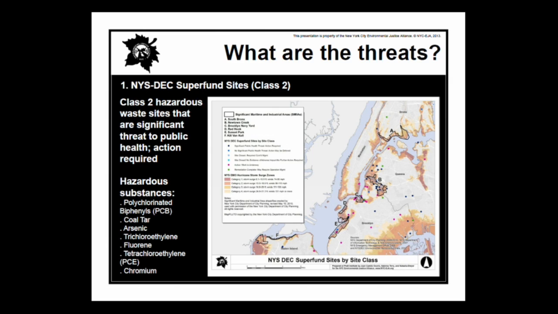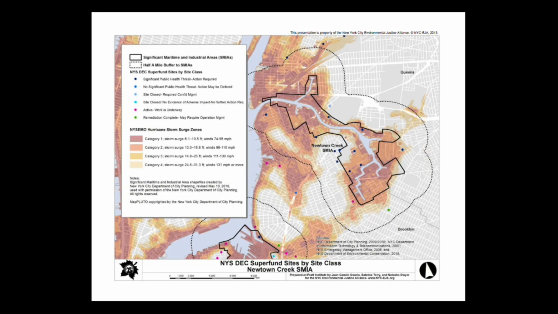We started mapping what were Class 2 Superfund sites, and of course, as you can see, these are the hazardous waste sites that require some public act, some action required because there's some threat to public health. And among the hazardous substances you see associated with Class 2 Superfund sites are trichloroethylene, PCEs, and chromium. So the next slide shows when you take that mapping to a specific SMIA neighborhood, what it means.